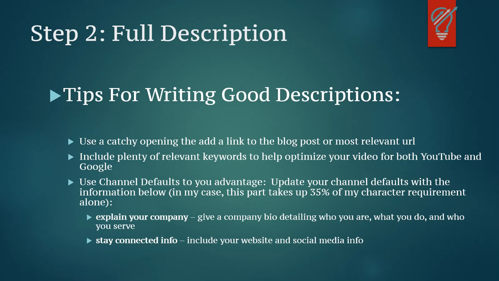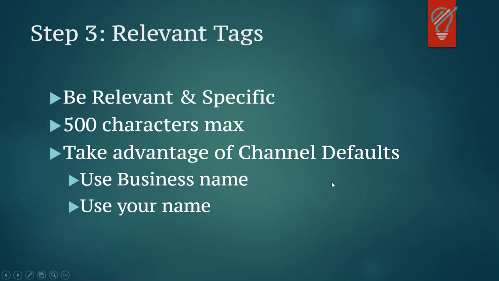So above your channel defaults, a couple other tips is use a catchy opening and then add a link that goes back to your specific blog post or product or most relevant URL. And then when you're doing your specific description, go ahead and use plenty of relevant keywords to help optimize the video for both YouTube and Google as well, so you can be found in the search engines. And again, we talked about the channel defaults. So now let's go into tags.